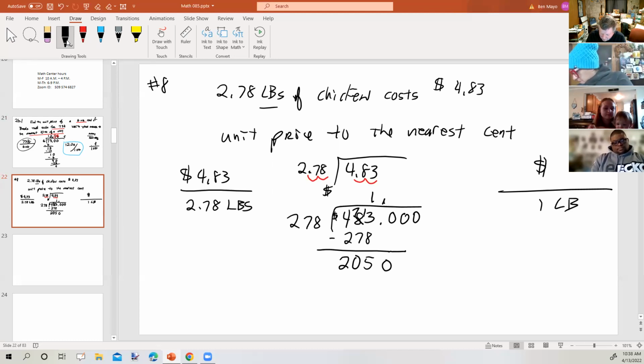278 goes into 2050. Let's see, 9 times, 8 times, I'm thinking 7 times. Let's find out. 278 times 7, 56, carry the 5, 49, 54, carry the 5, 14, 19, 1946.